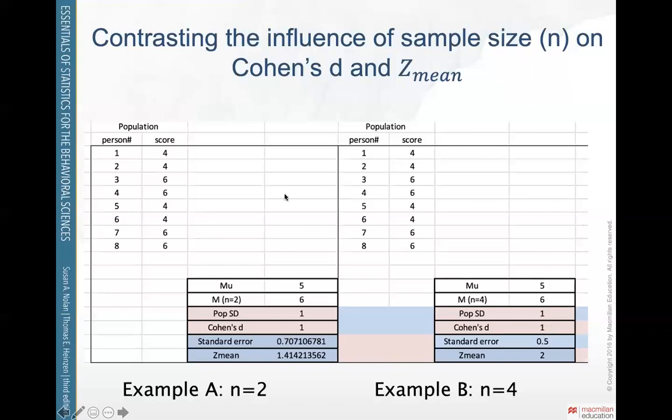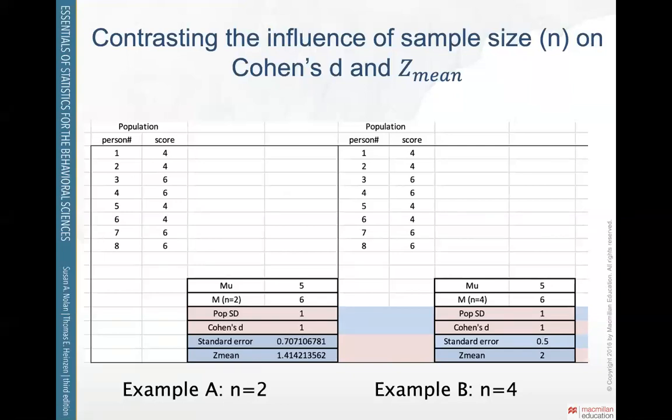So what this is showing so far is that take a sample size of 2, our Cohen's d is 1. Take a sample size of 4, our Cohen's d hasn't changed. It's still 1. This is reinforcing the point I made a couple slides ago that Cohen's d is not influenced by sample size. And we're going to contrast that with Z mean. Z mean definitely is influenced by sample size, and that's what I'll show you now.